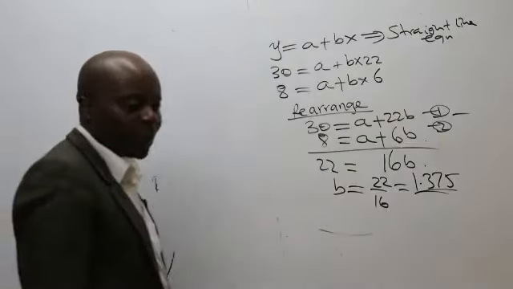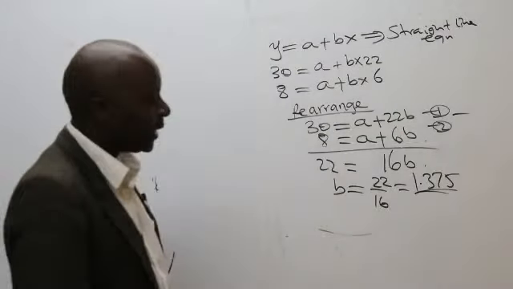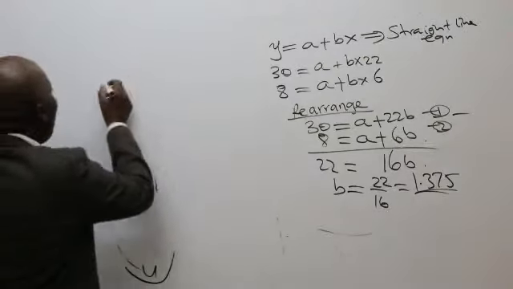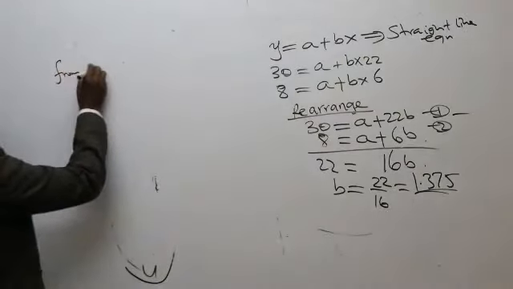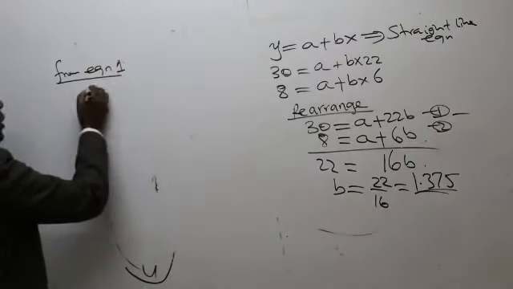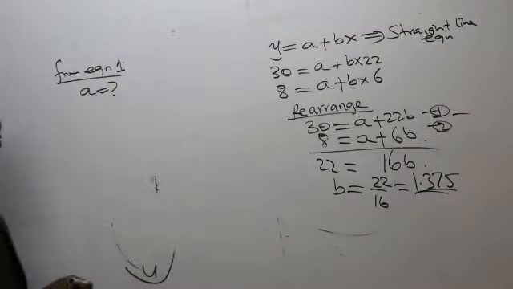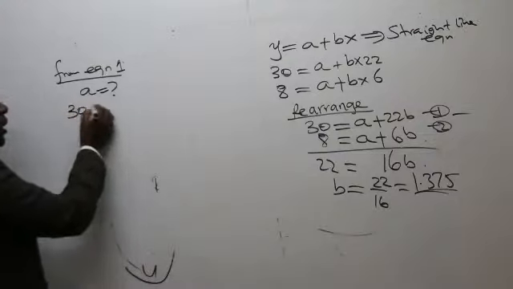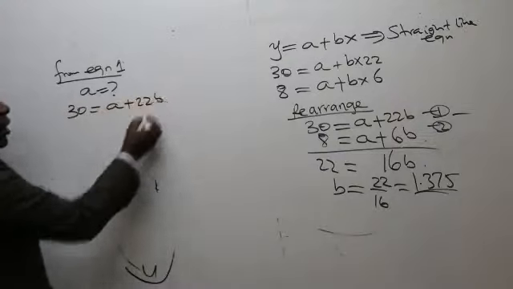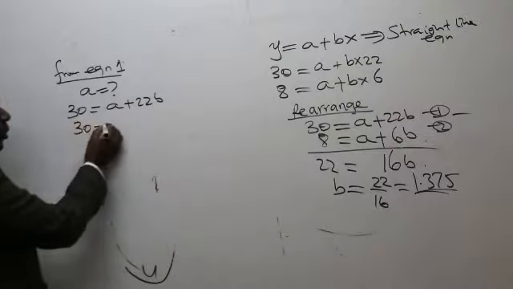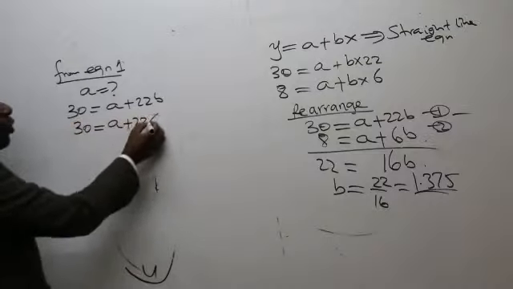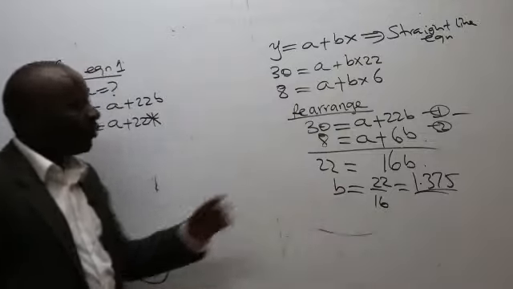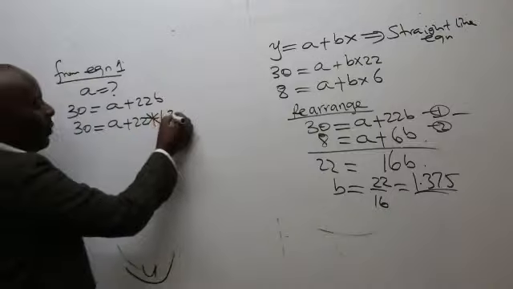So for us to be able to substitute, thank you very much. Substitute, yes. So we'll ask ourselves a simple question: from equation number 1, what is the value of A? Then this will be 30 equals A plus 22B. So 30 will be equal to A plus 22 boy, and the value of boy, I'm being given a figure of 1.375.